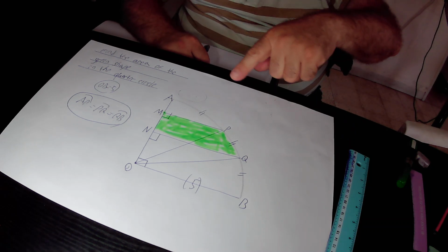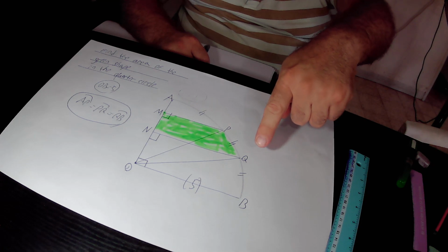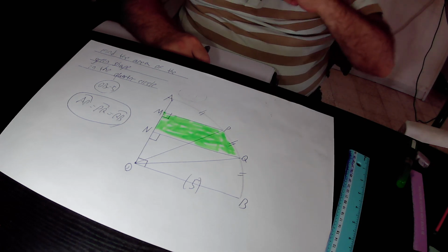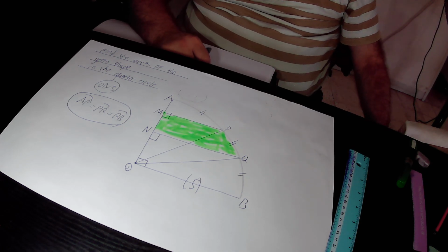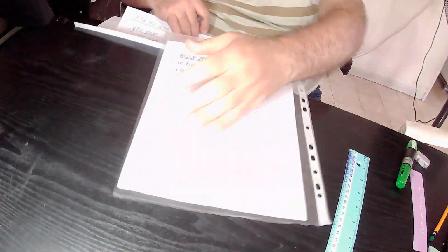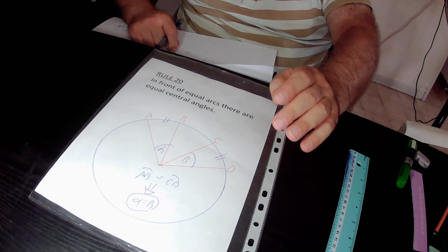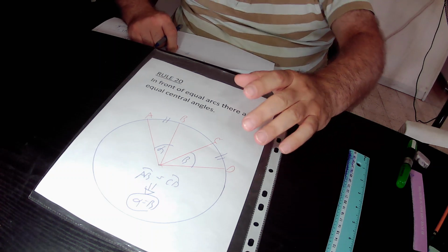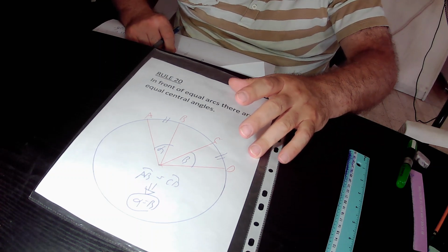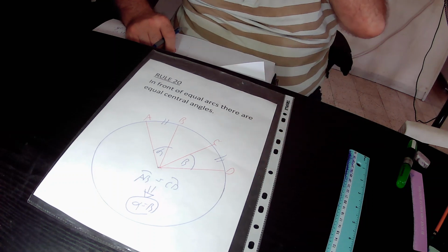Because of the fact that arc AP equals arc PQ equals arc QB, we can implement rule 20 here. So I'll click quickly on rule 20. According to rule 20, in front of equal arcs in the circle, there are equal center angles.